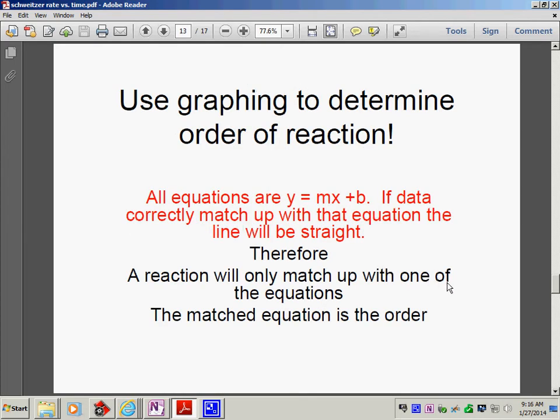Graphing, using graphing to determine an order reaction. This is like the last new item that I want to throw upon you, and then we'll be pretty much done with this video. All equations are y equals mx plus b. If data correctly matches up with that equation, the line will be straight. Therefore, a reaction will only match up with one of the equations. The matched equation is the order.